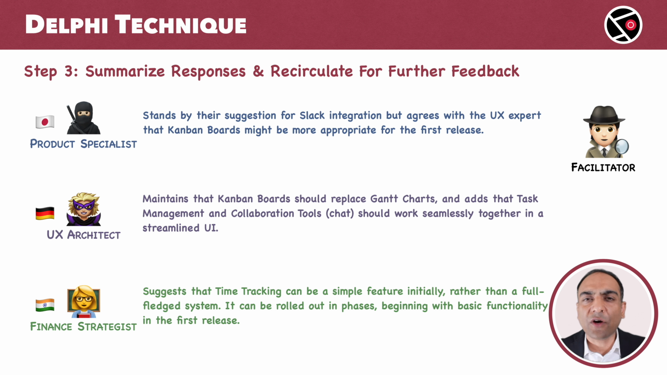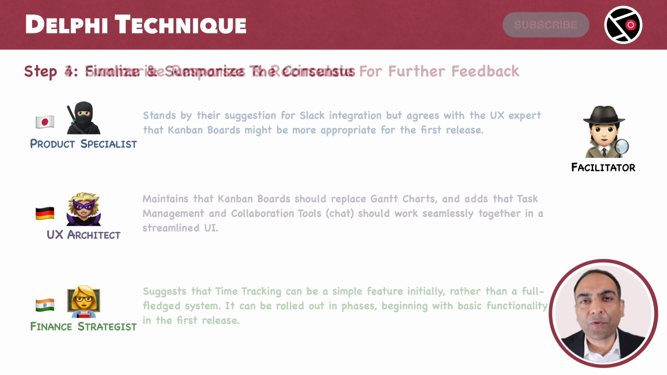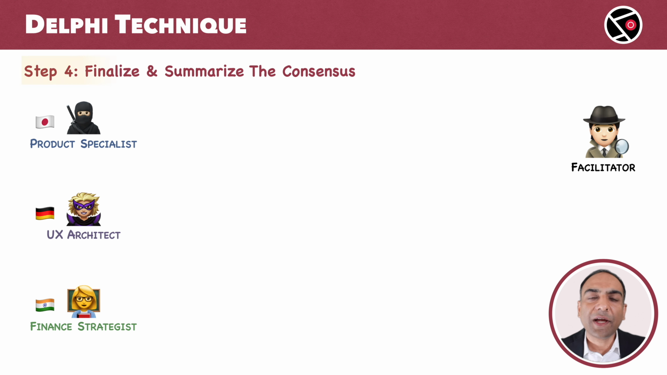The first few rounds of feedback typically generate significant value, but as we go further, the value diminishes, following the law of diminishing results. At a certain point, the facilitator decides to stop gathering further feedback and moves on to step 4: finalize and summarize the consensus.